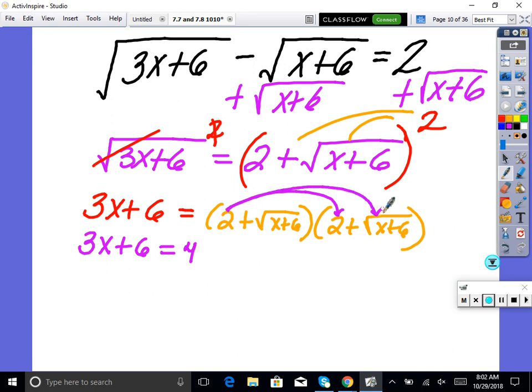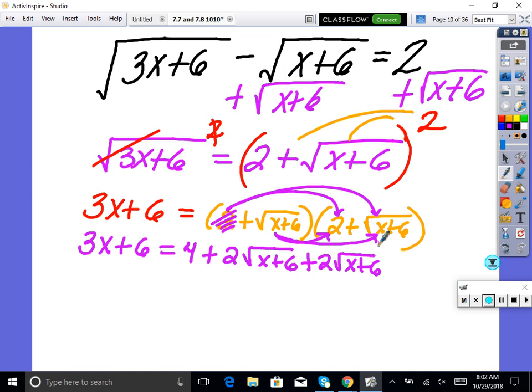2 times that is plus 2 root x plus 6. Now I've multiplied 2 out. This times this is plus 2 root x plus 6. Then we have this times this.